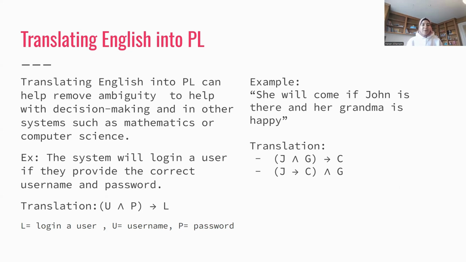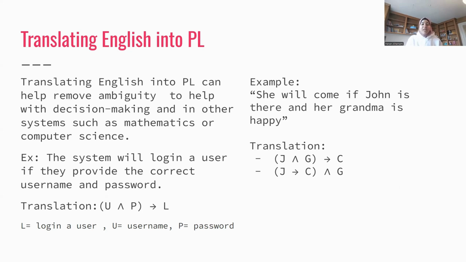And another example, I wanted to show how the English language can be ambiguous sometimes. If we have an example that says, "She will come if Jean is there and her grandma is happy," that could be translated in two different ways if you're not specific.